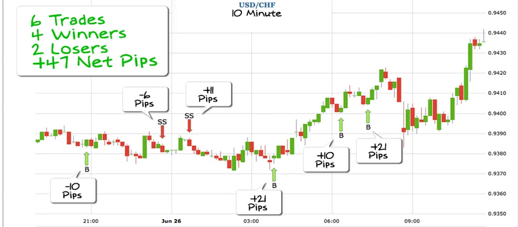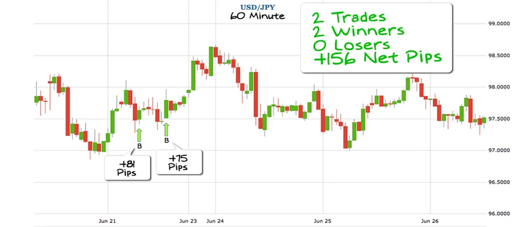Okay, here's the US dollar Swiss franc pair 10-minute chart. And in this case, we had 6 trades. There were 4 winners, 2 losers, for a net total of 47 pips. Not bad for a 10-minute chart. Here's the US dollar Japanese yen 60-minute chart. We had 2 trades, 2 winners, no losers, 156 net pips of profit.